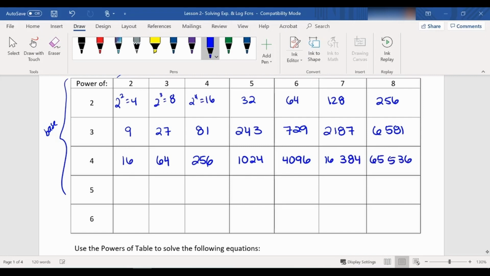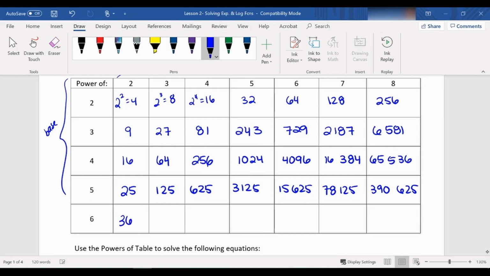65,536. We have 5 squared, 25, 125, 625, 3,125, 15,625, 78,125, 390,625. So again, you would not be expected to memorize all these. You have a calculator. It'll figure them out. We're just hoping to save you a little time down the road here.